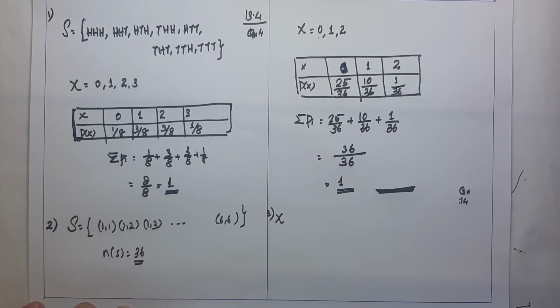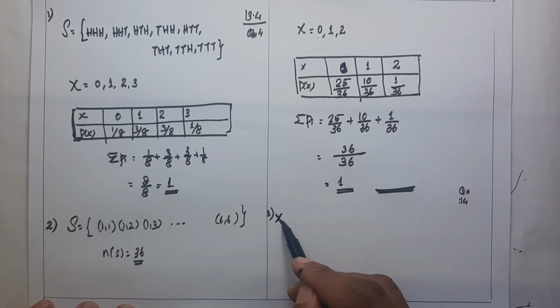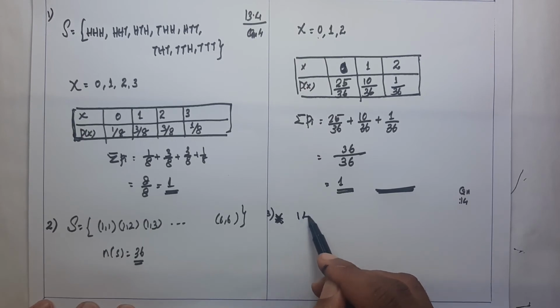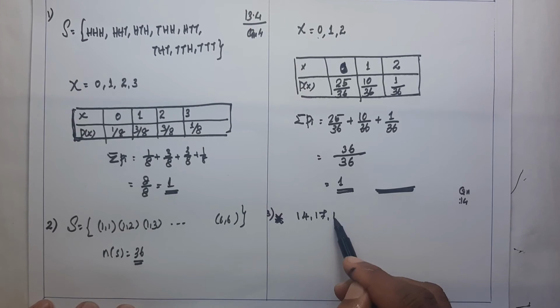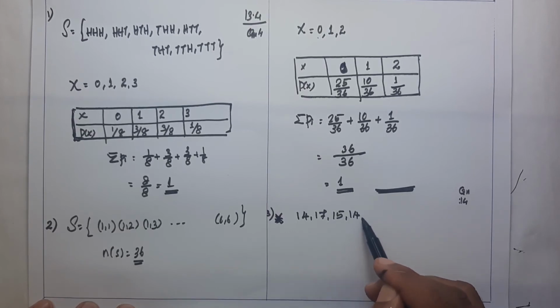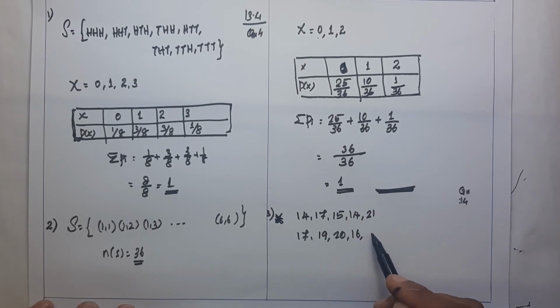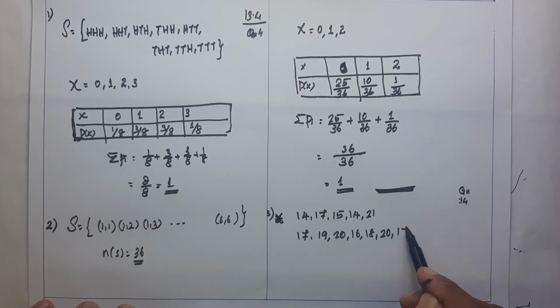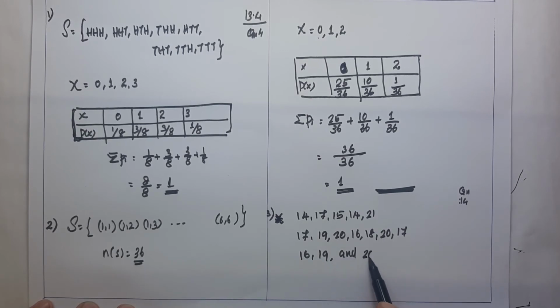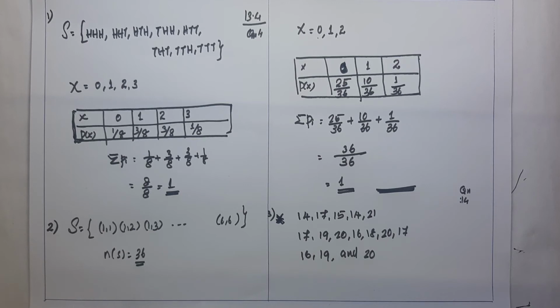The question is: a class has 15 students whose ages are 14, 17, 15, 14, 21, 17, 19, 20, 16, 18, 20, 17, 16, 19 and 20. A class contains 15 students, and their ages are already given.